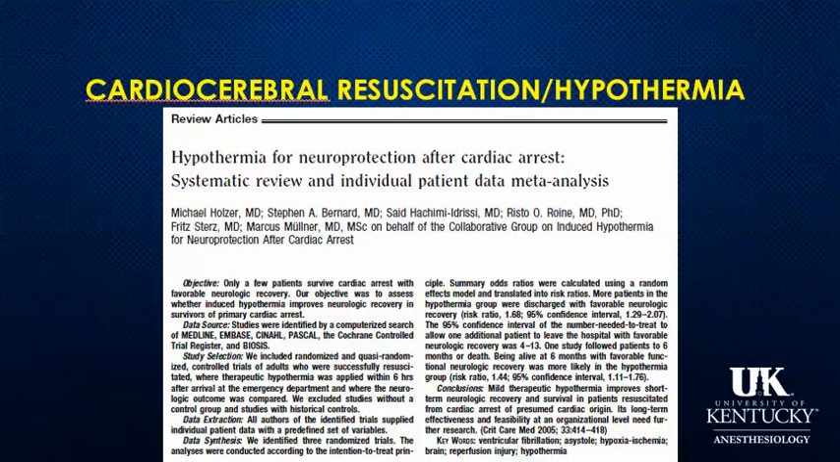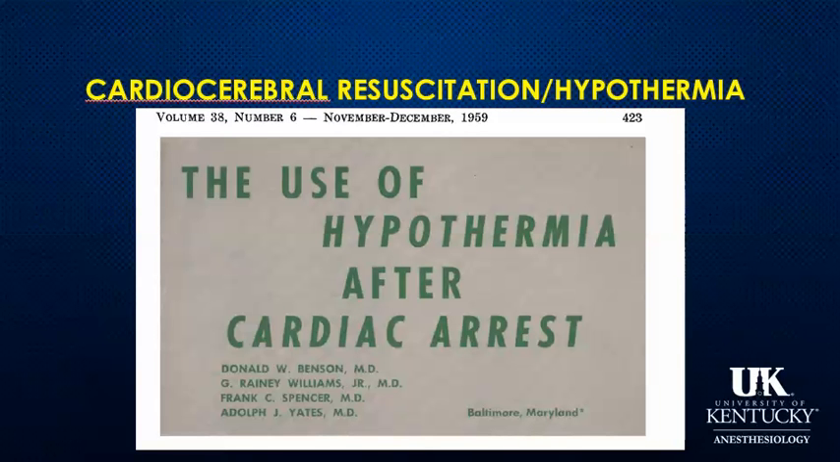It is fairly well accepted that hypothermia is neuroprotective and is felt to improve short-term neurologic recovery and survival. This is the title page from a publication in Anesthesia and Analgesia 1959. So it's pretty apparent that hypothermia has been recognized as beneficial for quite a long time.